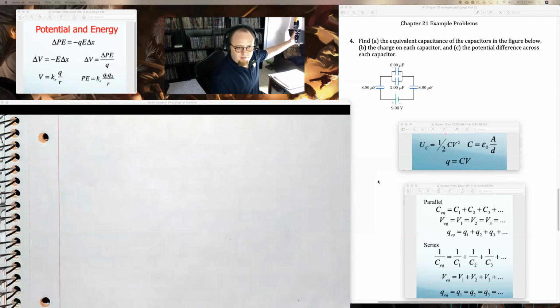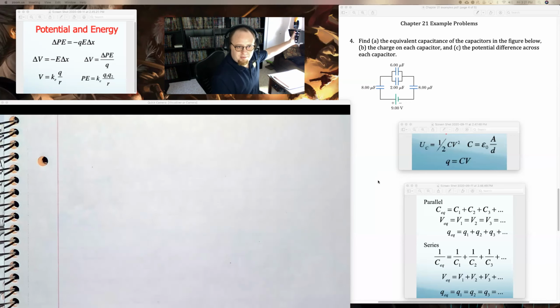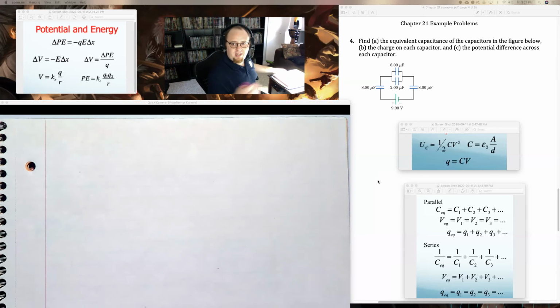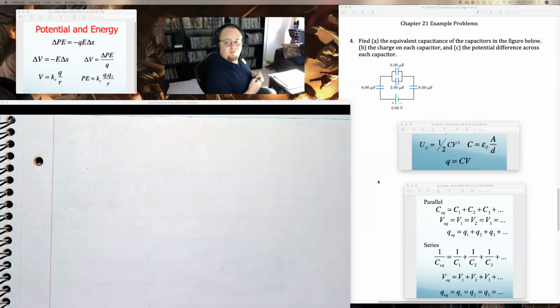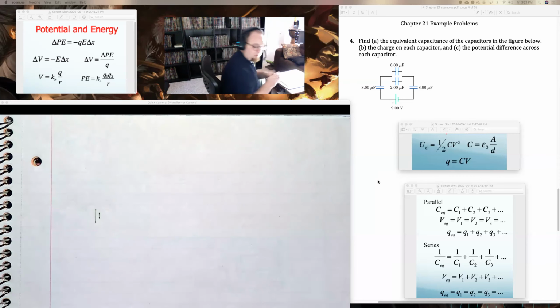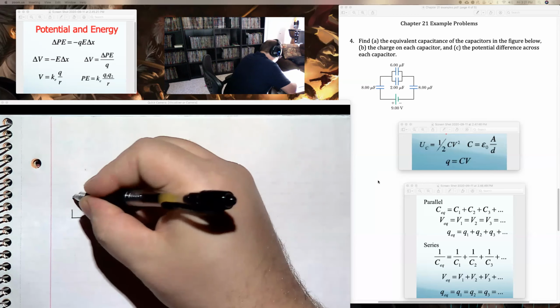Okay. Find the top. What this one says is, hey, I got this set up. Find the equivalent capacitance plus the charge on each capacitor plus the voltage on each capacitor.